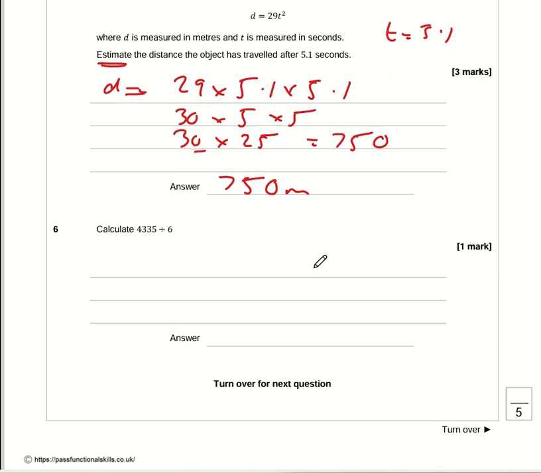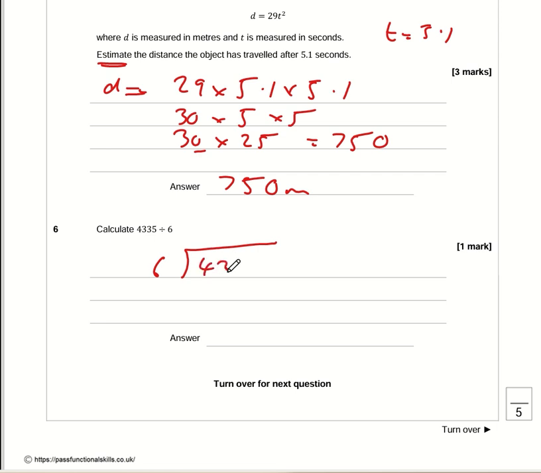Okay, question number 6. 4335 divided by 6. Now, all the numbers in the 6 times table are even, because 6 is an even number. So this won't divide exactly, so we're expecting a decimal answer here. So that's going to be slightly irritating, but let's go for it.